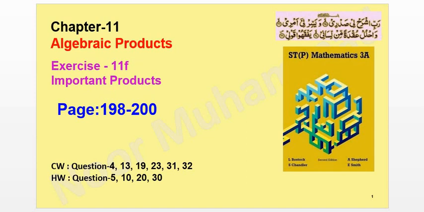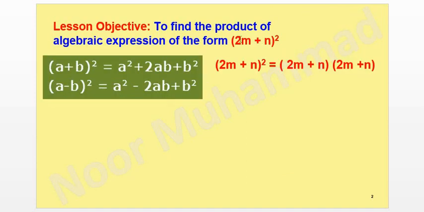Important products. So how are we going to find the product of algebraic expressions of this type, when it will be 2m plus n whole squared or any question of this type? How can we find the answer? So there are two ways. One way is that we can use this formula to find the product, or you can say to expand it. And the other way is to use the normal way.